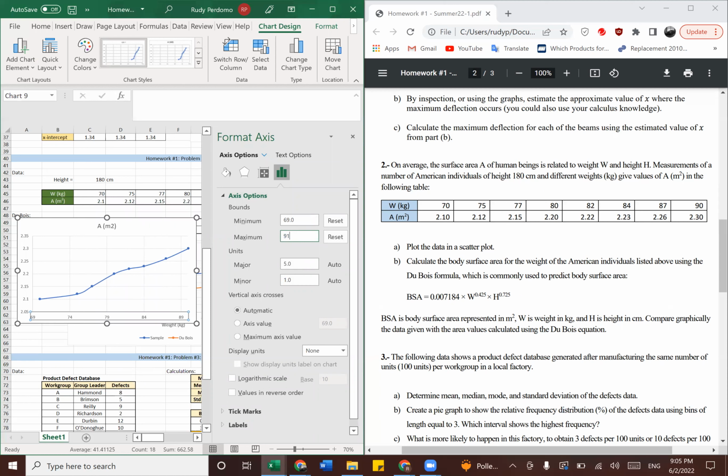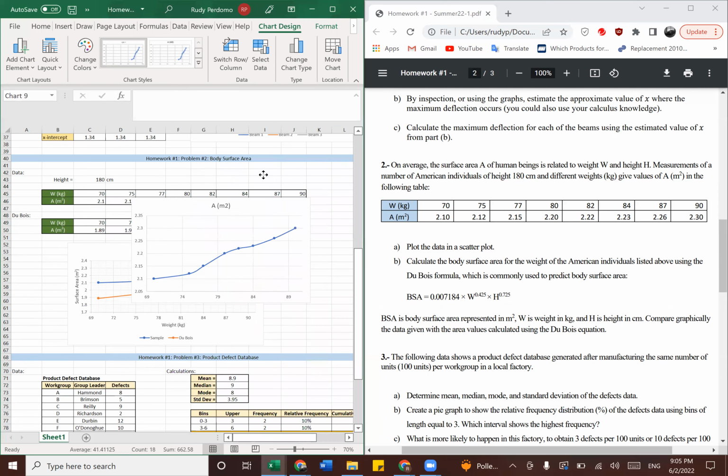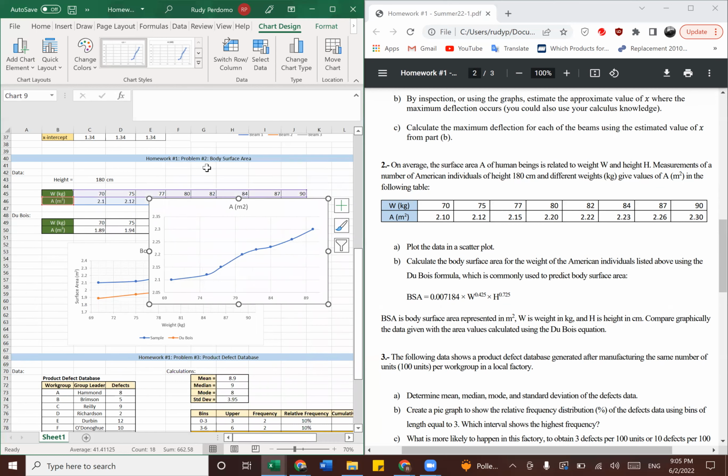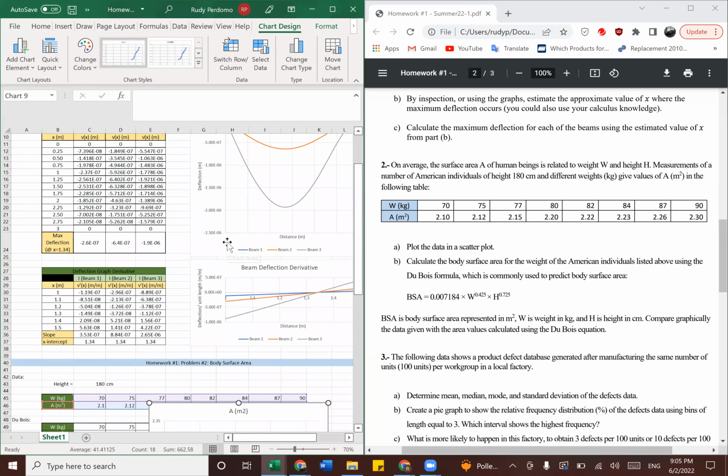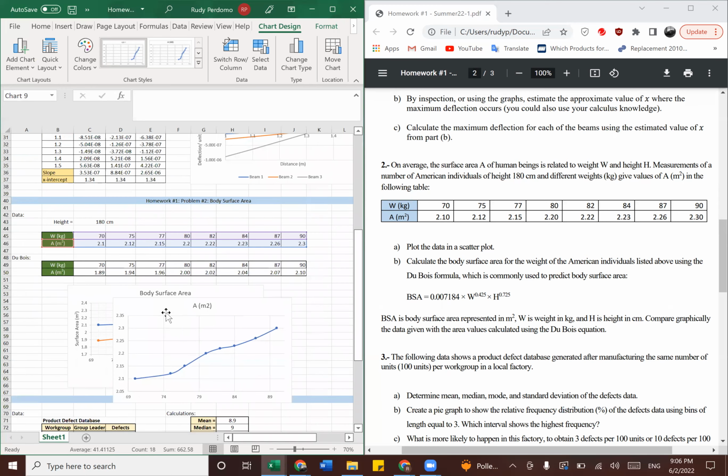Or like 91, just to have it all inside the graph. All right, so now you would do the same exact steps we did up here to add another data set, so that you have to add it later.